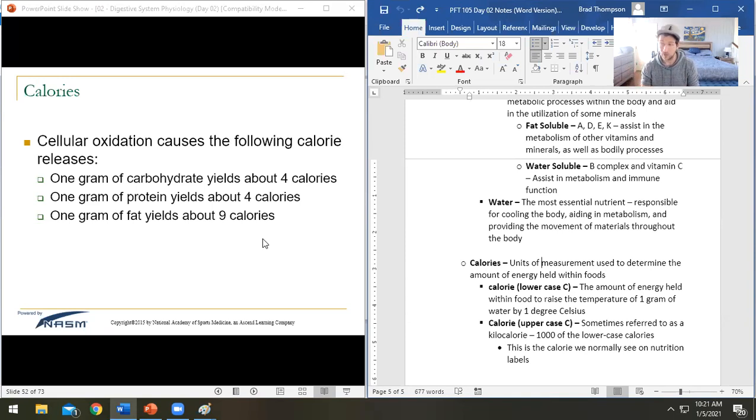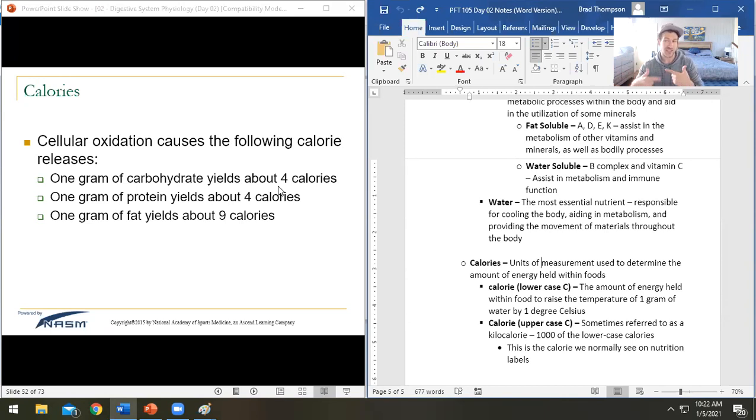Now, we know exactly how much energy is in a gram of protein. We know how much energy is in a gram of fat, and we know how much energy is in a gram of carbohydrates. In 1 gram of carbohydrates, you have 4 calories, right? And in 1 gram of protein, you have 4 calories. So proteins and carbs are the same amount of energy trapped within them. But fat, for every 1 gram, you have 9 calories. So there's actually more energy in fat than there is in carbohydrates.